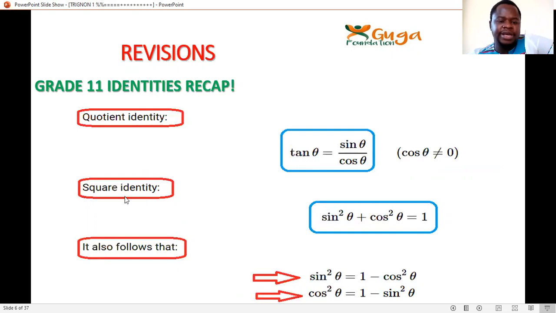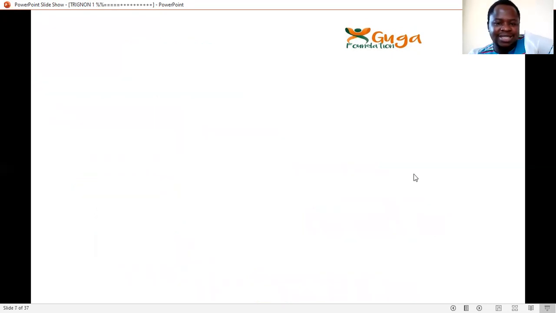And then we have got a square identity, which is sin squared theta plus cos squared theta equals 1. It follows that if you make sin squared theta the subject of the formula, you'll have 1 minus cos squared theta. If you make cos squared theta the subject, you'll have 1 minus sin squared theta. This is interesting. Now, let's look at example number 1.